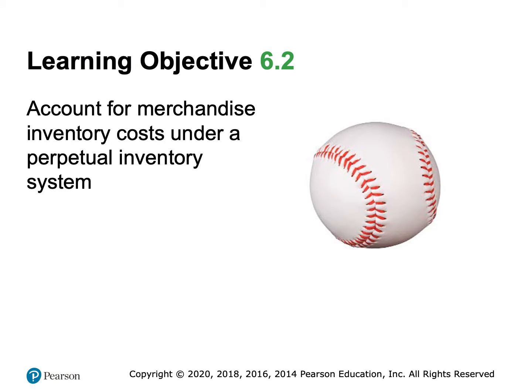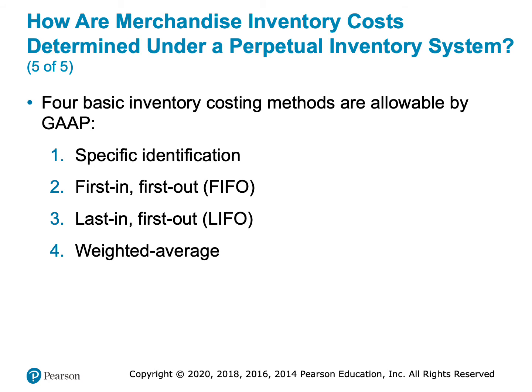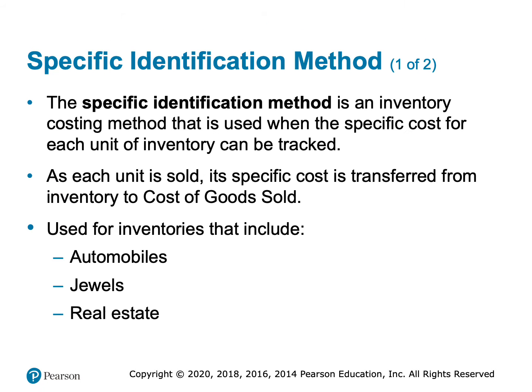So we're going to apply these merchandise inventory costs under a perpetual inventory system. GAAP gives us four options under a perpetual inventory system. They said you can account for your inventory cost under any of these four methods: specific identification, FIFO, LIFO, or weighted average. Now, specific identification is really only going to be used in some special circumstances.